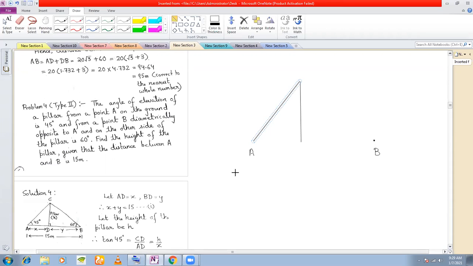If it is an angle of elevation, the object has to be at a certain height, so it has to be the top of the pillar. Anyway, the angle of elevation of the top of the pillar is given to you, and also from the point diametrically opposite, B. These two are the lines of sight of the observers at A and B, and this is your horizontal.